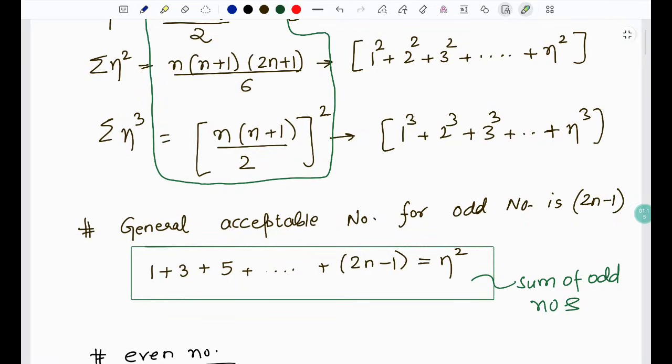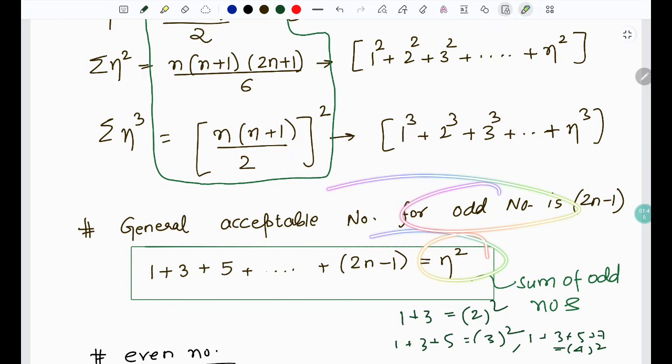Similarly, we have a formula for sum of the odd numbers starting from 1, that is 1 plus 3 plus 5 plus the general expression of an odd number. It is given by n square. For example, if I have 1 plus 3, then n will be 2, that is 2 square. When we have 1 plus 3 plus 5, these are 3 odd numbers, it will simply be 3 square. Similarly, 1 plus 3 plus 5 plus 7 will come out to be 4 square. Hence we can use the general formula n square when it is odd numbers.